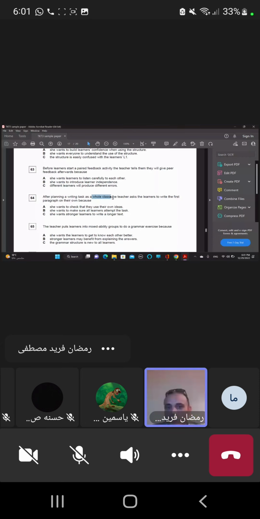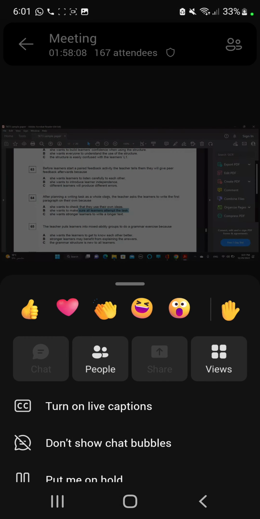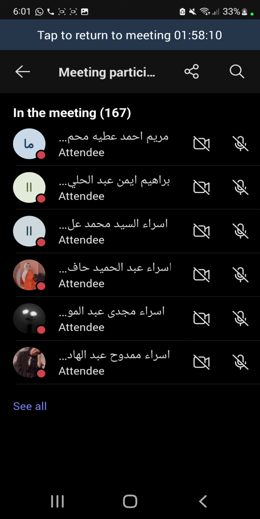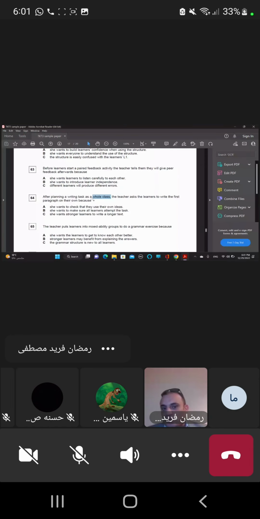The focus here is why should she ask the whole class to do it: because she wants everybody to attempt the task. Not like in a group. Why did she choose whole class versus group work or pair work? Because in pair work maybe just one person in each pair will do it. But in group work, maybe one or two in the group will be doing it. But if it's the whole class, each person will be doing this, so I want to make sure that everybody attempts the task.